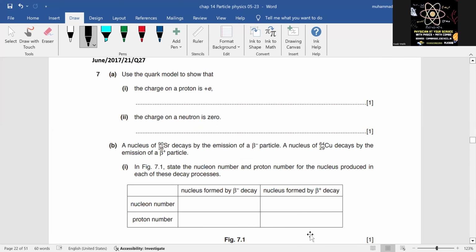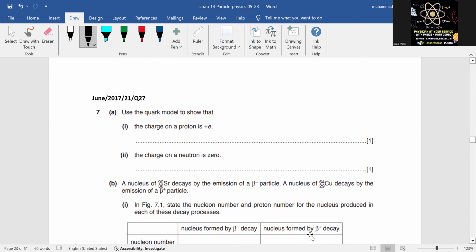Fine. Read the question, please. Use the quark model to show that the charge on a proton is plus e. So plus one. The proton has two up quarks and one down quark. That is plus 2/3, plus 2/3, minus 1/3, which is equal to 1. So it should be u, u, and d, right? So we can say 2/3 plus 2/3 minus 1/3 equals plus 1.